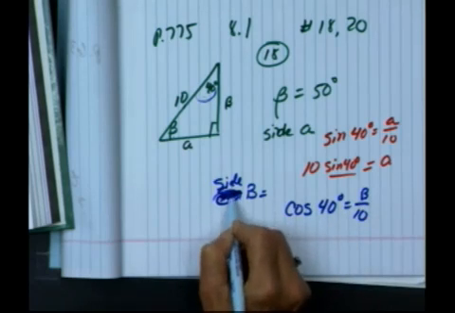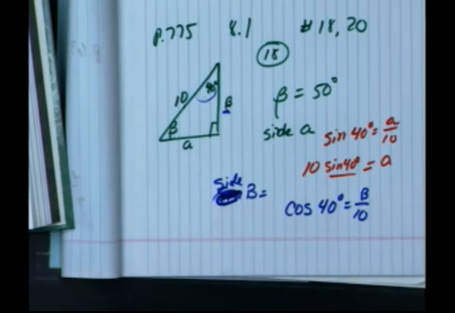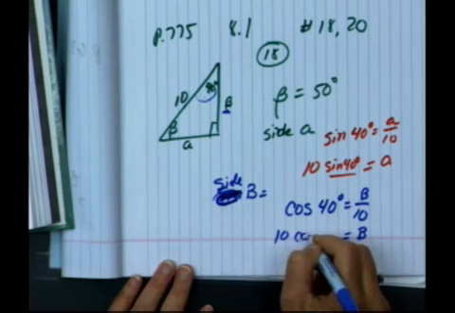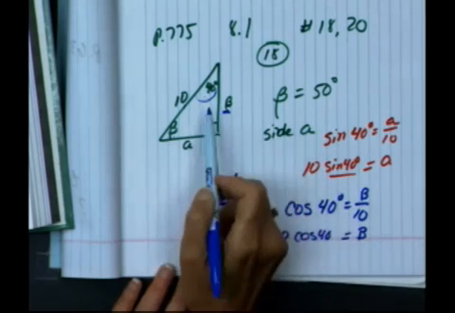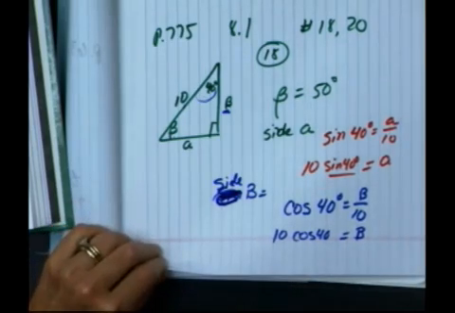I meant side B, not sine of B. I was looking for side B. Is that good, everybody? So B then is 10 times cosine 40. Say the words angle, adjacent, hypotenuse. When you hear that, you know what definition to use. All right, any questions on 18?